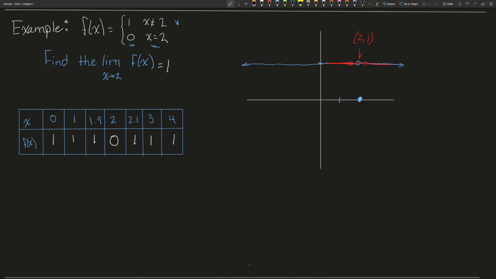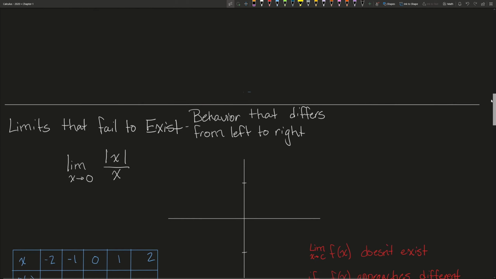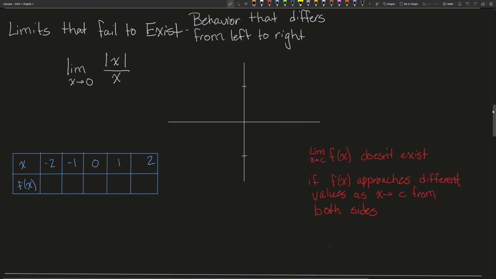So again, limits are what happens as a graph approaches some value from both sides. But those values don't always have to exist. Some limits just fail to exist for a couple of different reasons. The first is because the behavior differs from the left side and the right side. For example, if we have the limit as x approaches 0 of the absolute value of x divided by x, if we make a table of values, we can see what's happening on both sides of a particular value, in this case 0.